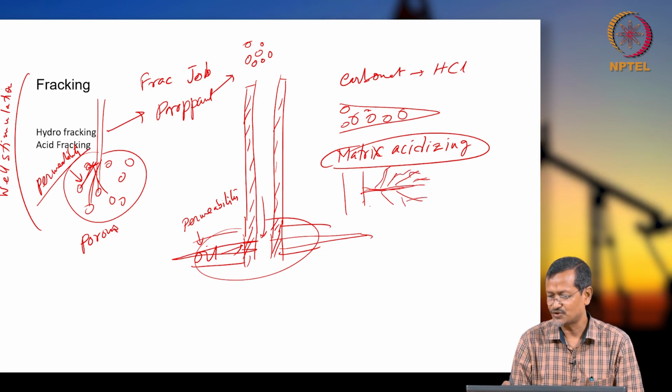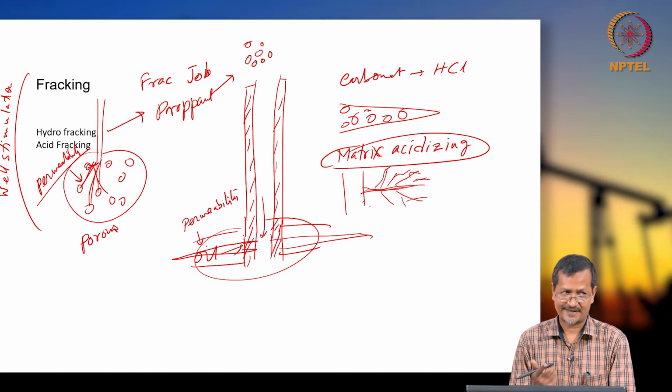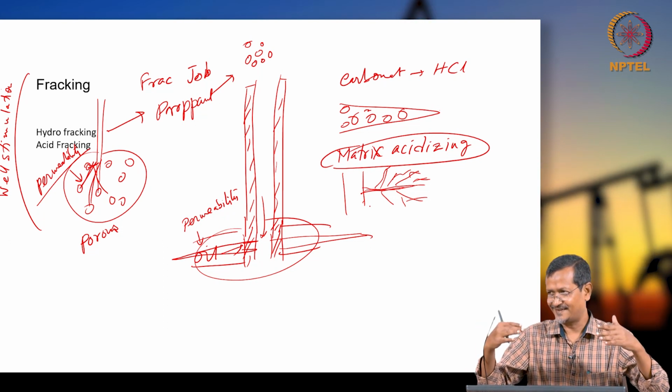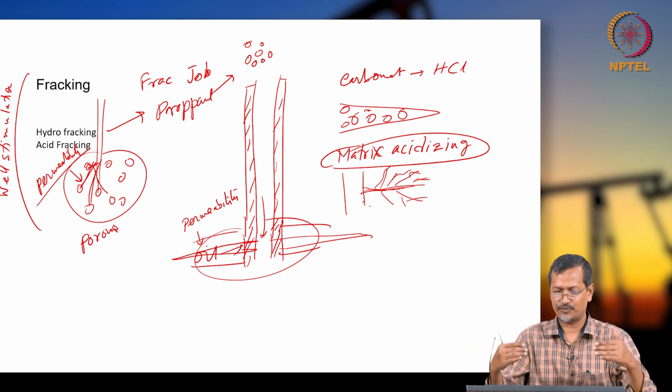They will be creating lots of branches. That is called matrix acidizing. So that will create connectivity again. When you are getting connectivity, you are getting more production.